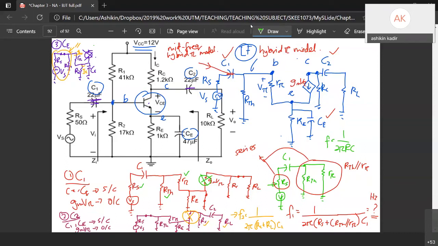So here I redraw. This is RS and RTH, and then you have R pi and RE. This is RS parallel with RTH. Okay.